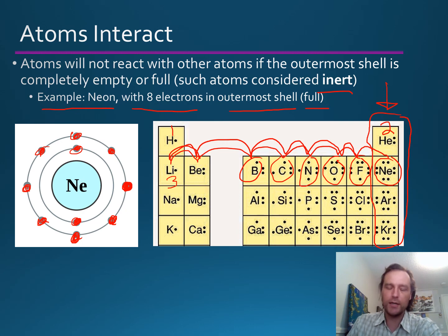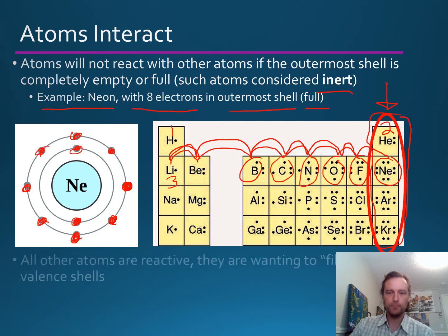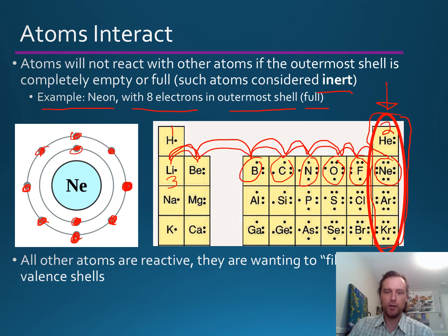I've gone a little bit more in depth explaining the structure of the periodic table here. So please do pay attention a little more closely to what your book has to say about this stuff. I often get a lot of students asking me how these electrons are distributed, because the book offers a little less of a detailed explanation, but the book does give you everything you need to know for this course. So all other atoms are reactive other than these ones on the right, and they are wanting to fill up their valence shells.